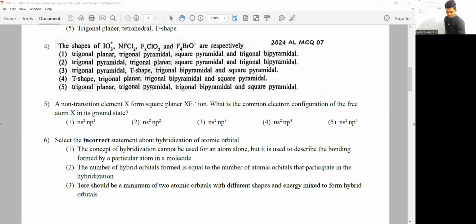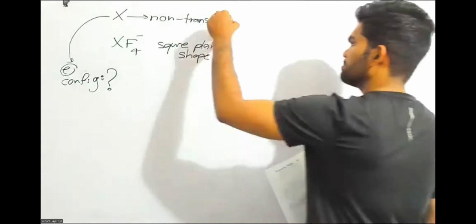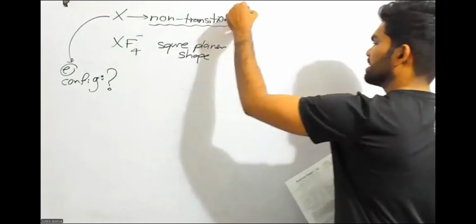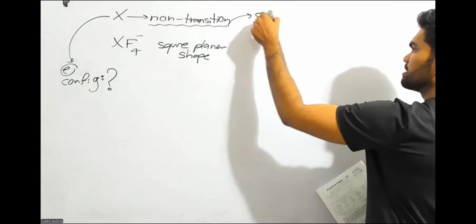Now, there are a few things we need to understand. What is meant by non-transition? Non-transition means it can be either in the S block or the P block.